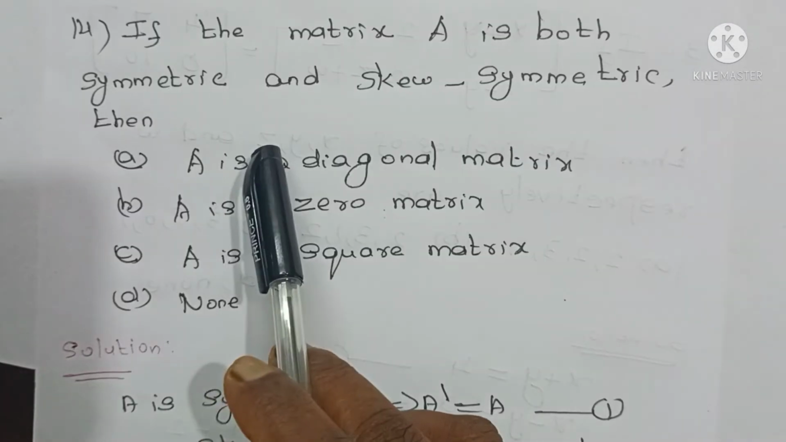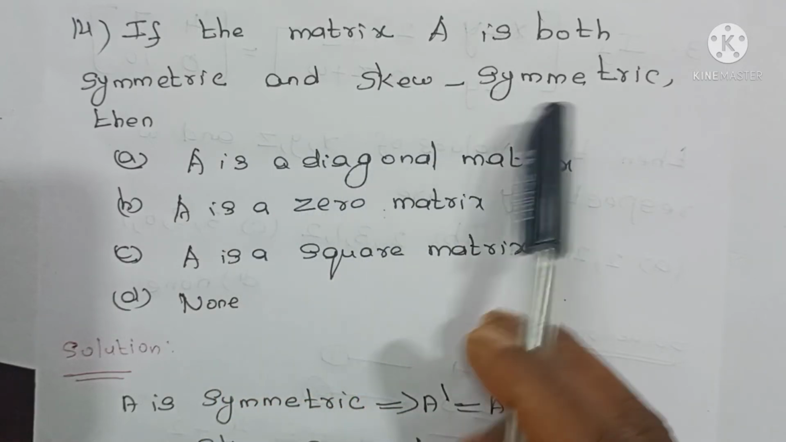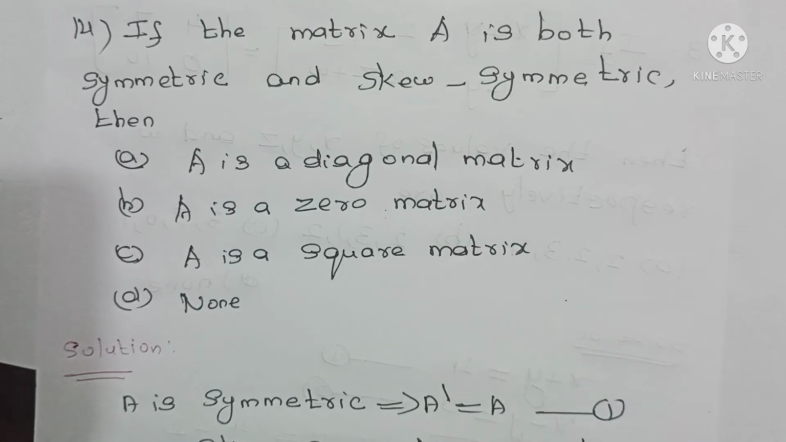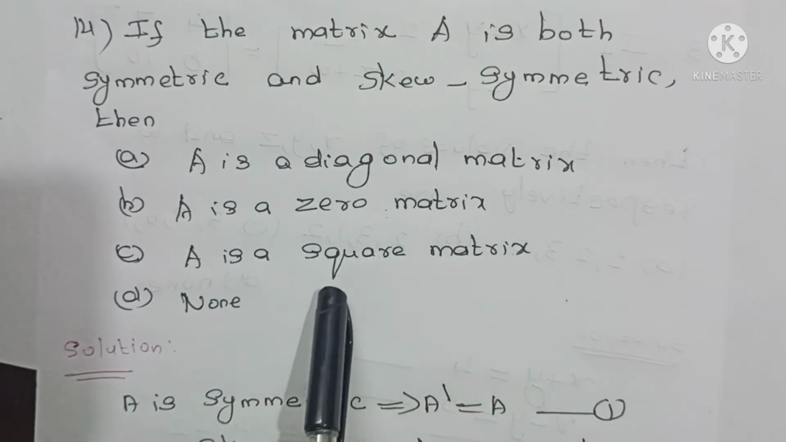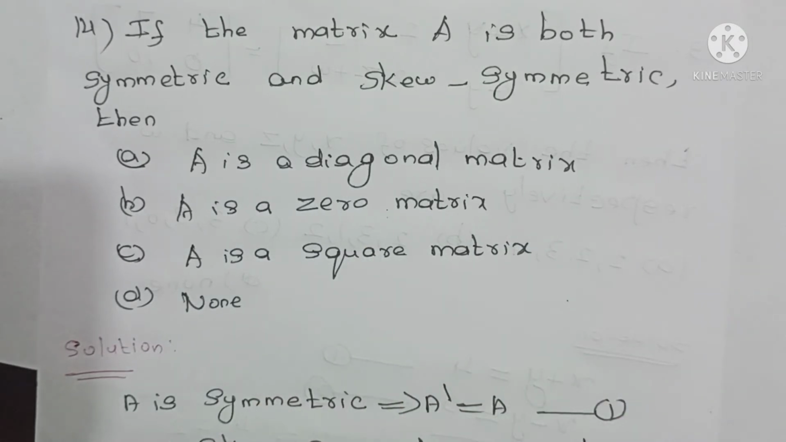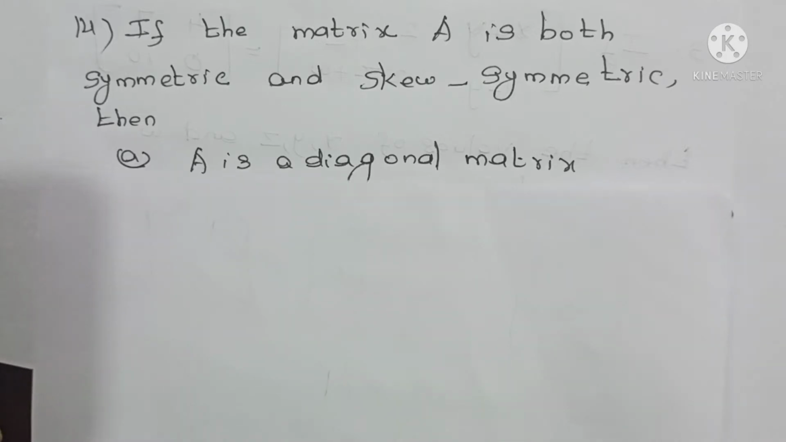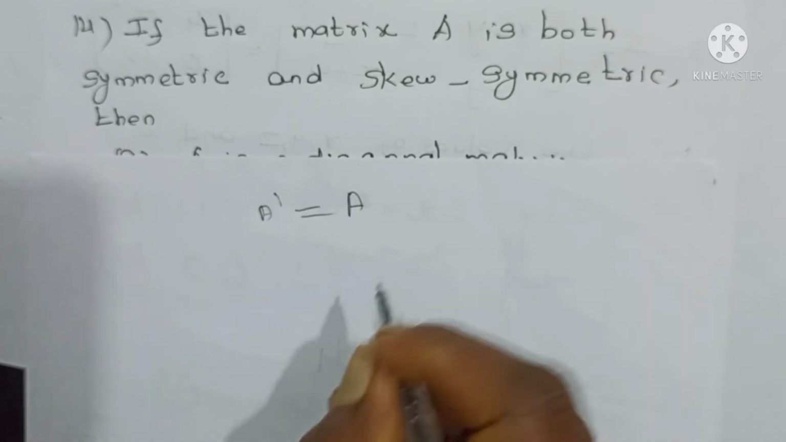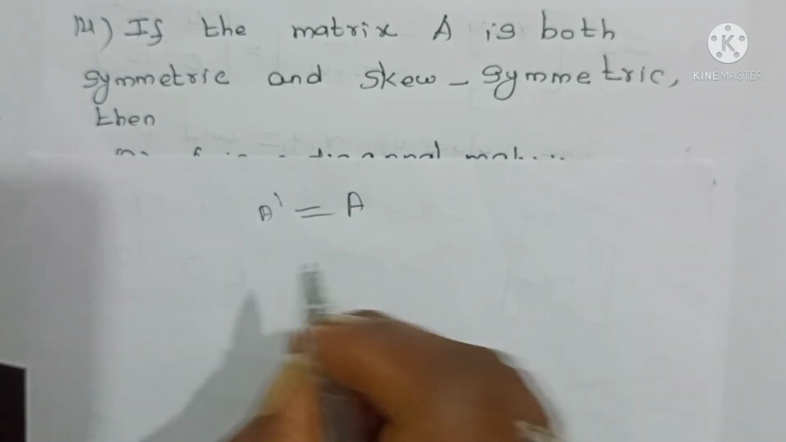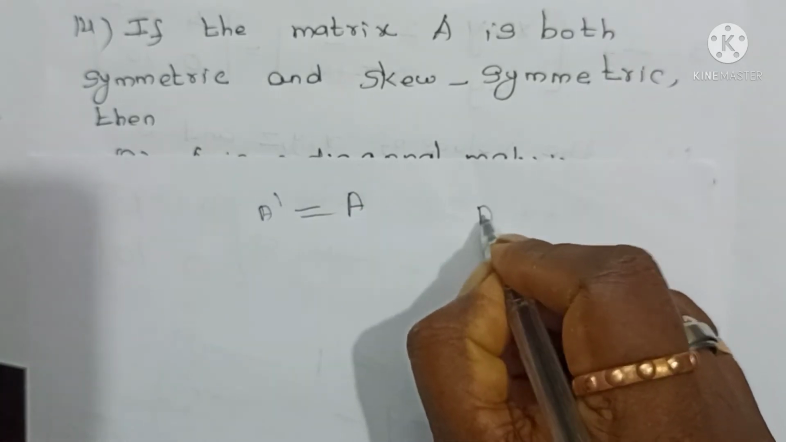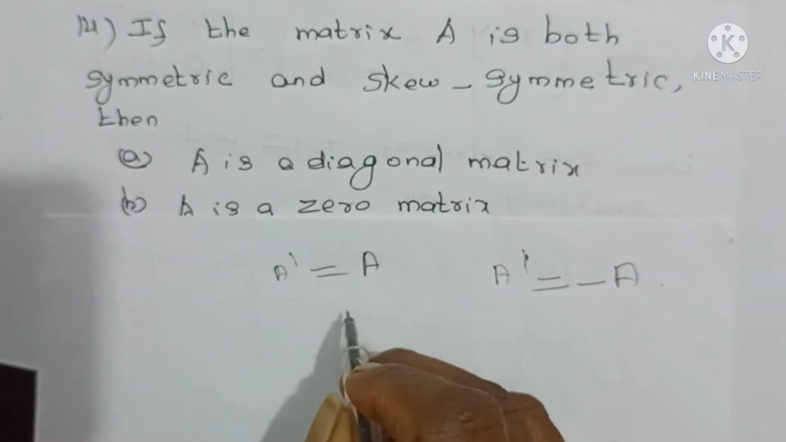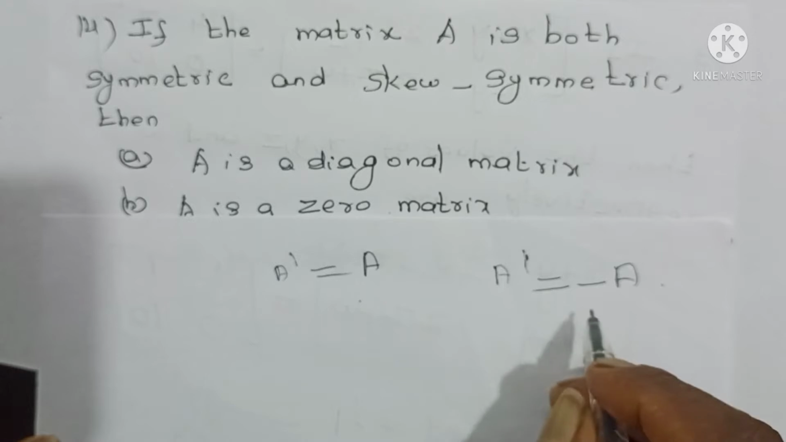Next move on to 14th question. If the matrix A is both symmetric and skew symmetric, then they have given 4 options: diagonal, 0, square matrix. A is symmetric means what? A dash is equal to A, correct? A transpose is equal to A. A is skew symmetric means A transpose is equal to minus A, correct? So A dash is equal to A, A dash is equal to minus A.